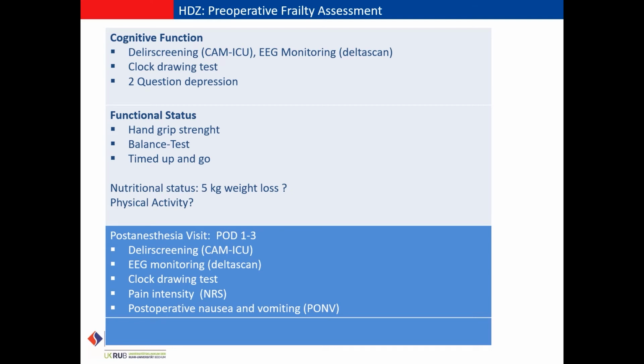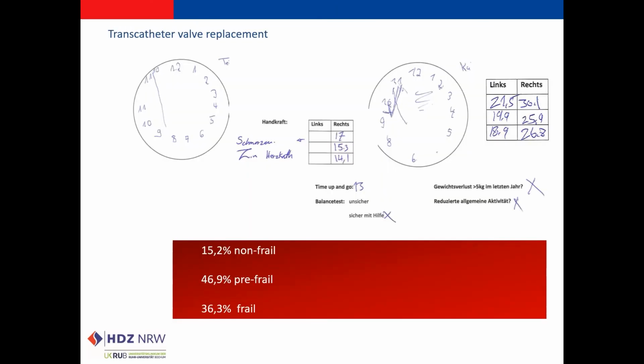perform with the patients: delirium screening, EEG monitoring, delta scan, the functional status, hand grip strength, balance test, and the nutritional status. And we are doing post-anesthesia visits until the day post-op 3. And this includes delirium screening, EEG monitoring, and the clock drawing test. And this is just to show you that we have real frail patients, the major part, and these are 2 examples of clock drawing tests.